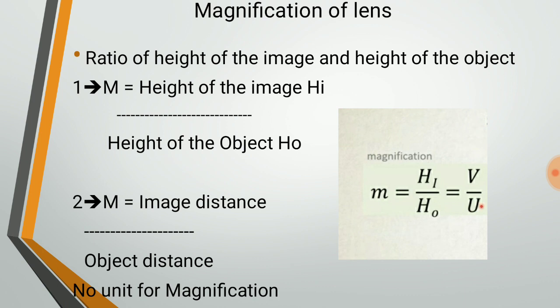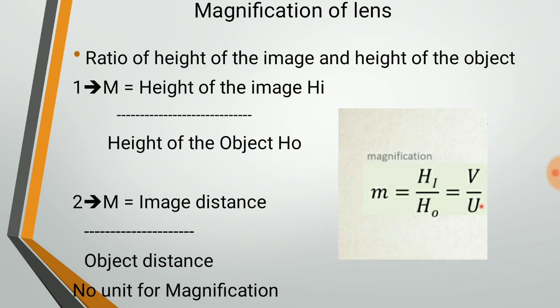The next one is the magnification of the lens. Magnification is nothing but how many times the object and the image are enlarged or diminished in size in comparison. So it is a ratio, a ratio of height of the image and the height of the object. When you encounter the word ratio, that means it is divided. So it is height of the image divided by height of the object. This magnification of the lens is expressed in 2 ways. One is with the height of the image, and the other is with the image and the object distance also.